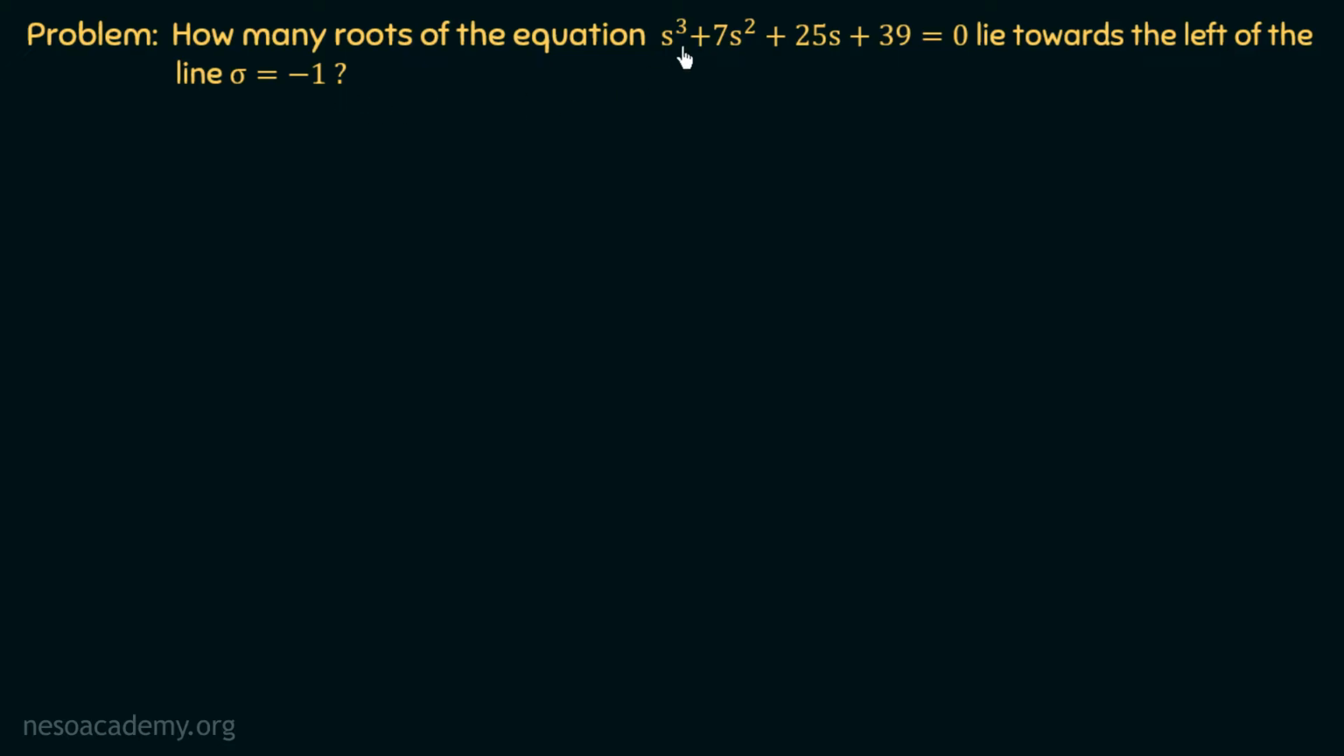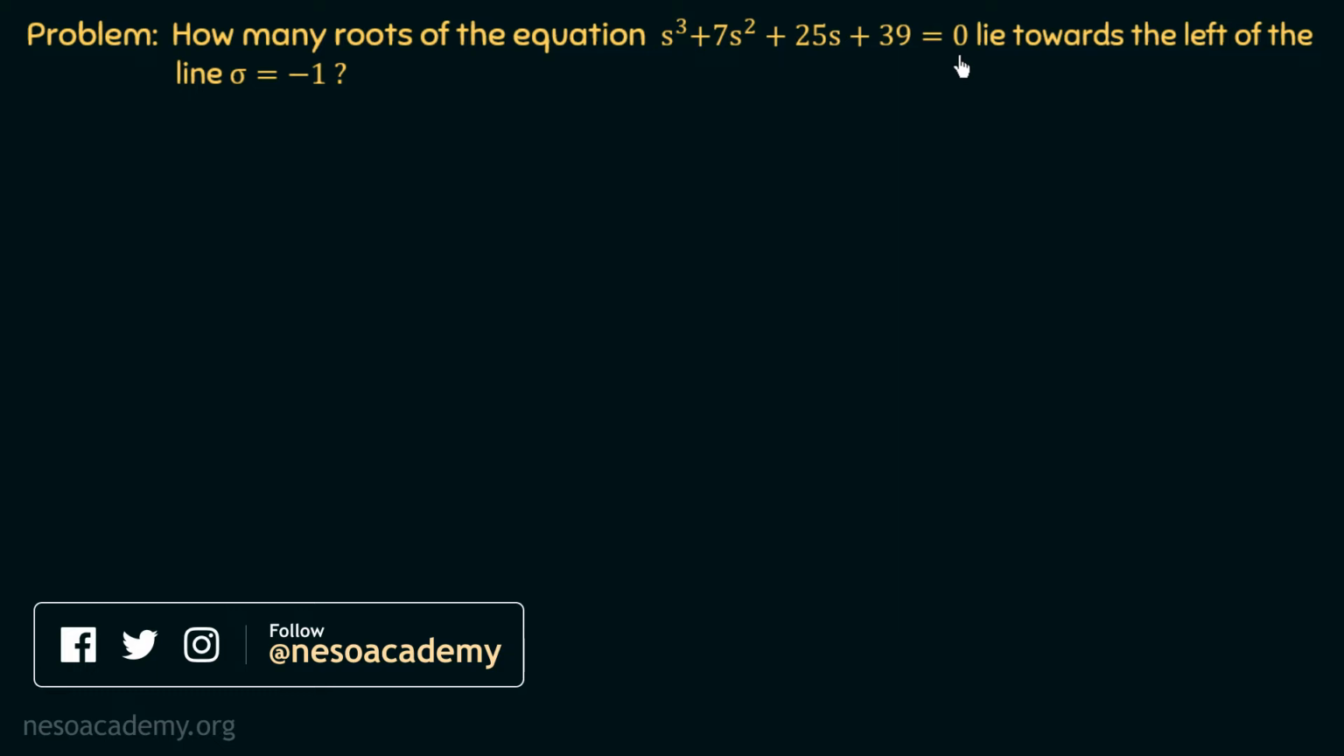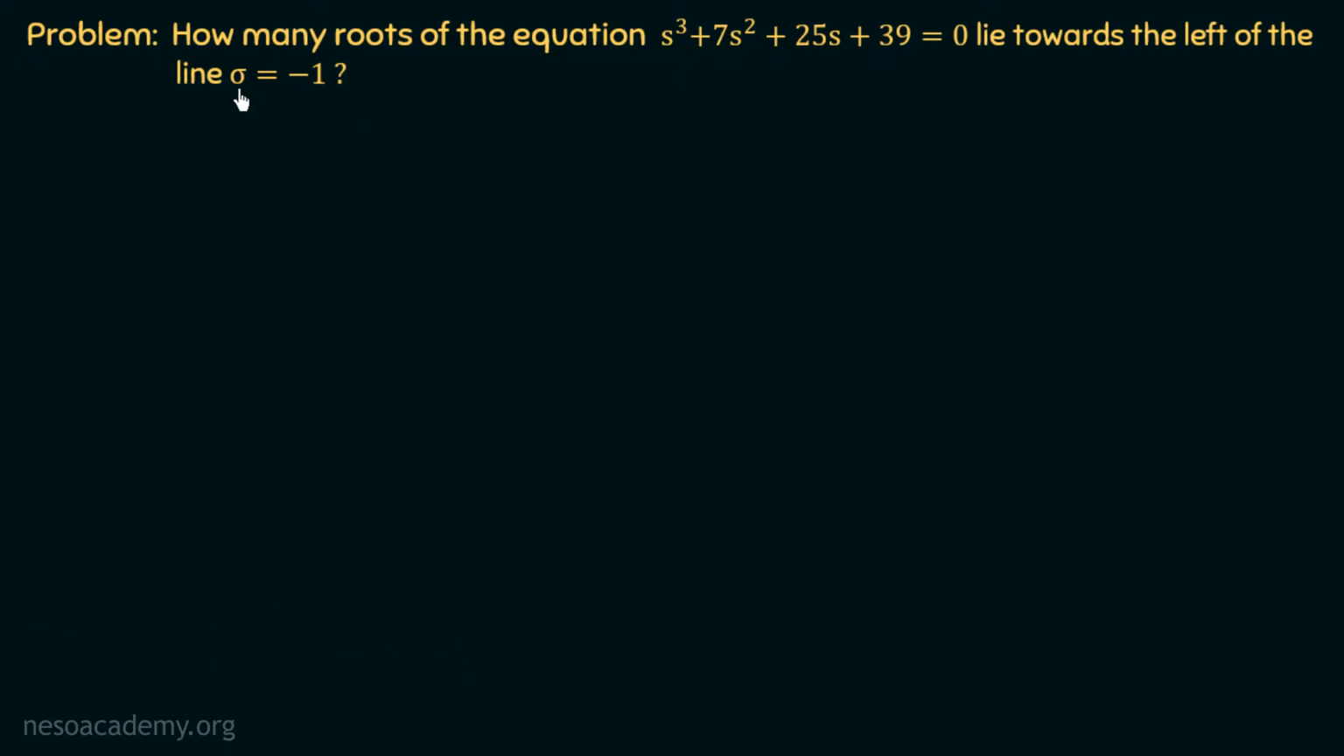In this problem, we are given a characteristic equation and we need to find out the number of roots lying in the left of the line sigma equal to -1. So till now, we have been using the RH criteria in order to find out the number of roots in the left half plane, in the right half plane, and in the imaginary axis. That is, we were finding the roots relative to the origin. But in this case, we are asked to find out the roots relative to this line sigma equal to -1.